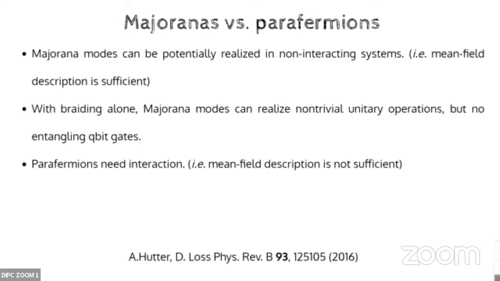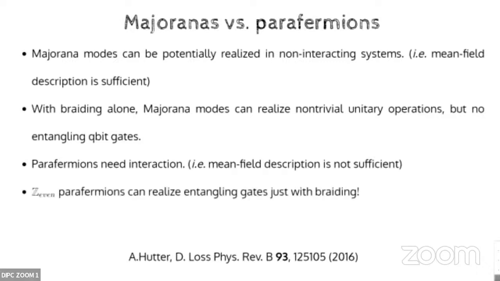Parafermions, on the other hand, usually require strong interactions. Okay, so you have to go beyond mean field. Basically, this is the important point. So this means that it is a bit more involved to simulate or treat or discuss them theoretically. However, they can realize a more extended set of topologically protected gates. So from the point of view of quantum computing, they promise something which goes beyond Majorana fermions. In particular, with even parafermions, you can already realize entangling gates just with braiding.